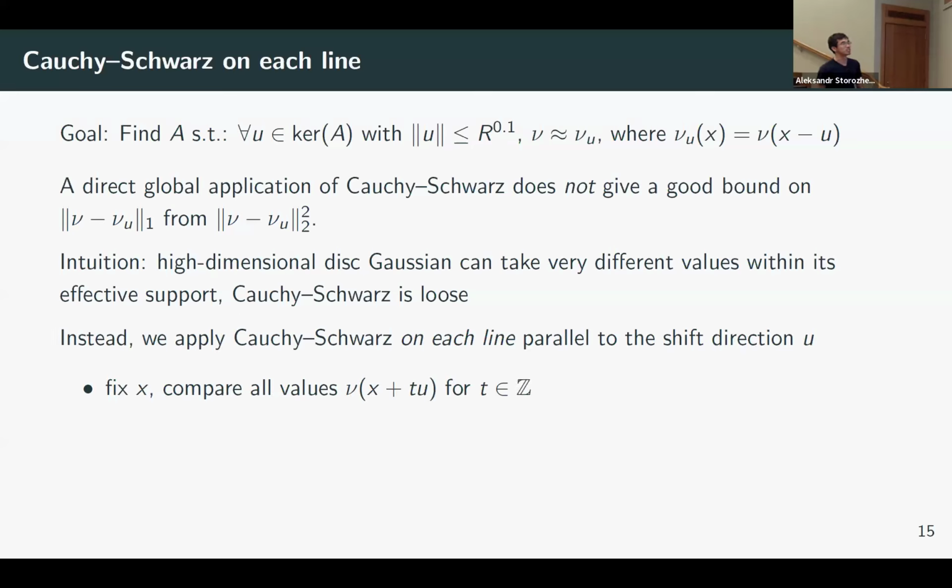So what we are going to do is actually redo the analysis and apply Cauchy-Schwarz on every line parallel to the shift direction. We decompose the support into many lines such that each line is in the direction of u, and then we analyze the L1 distance of these two distributions restricted to this line, and it turns out that will be fine.